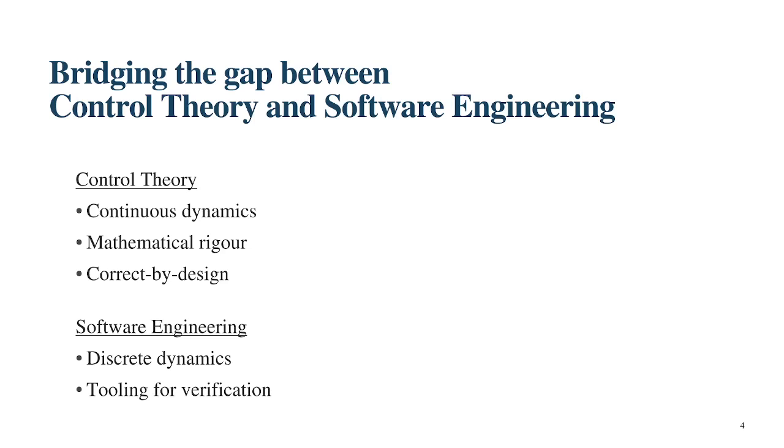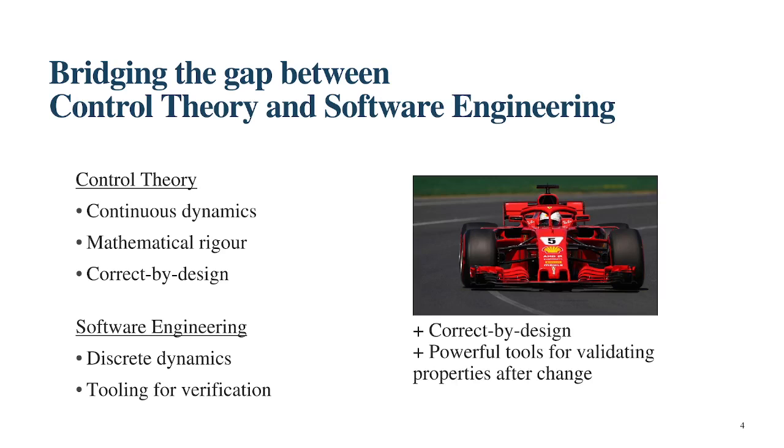On the other hand, software engineering deals with discrete dynamics, where the changes are more abrupt. The field relies on tooling for verification of ever-changing systems. Wouldn't it be nice to have both? Correct by design and tooling for validating when the original properties are modified and integrated into a big system.